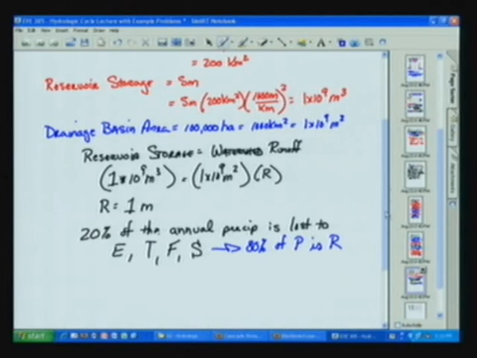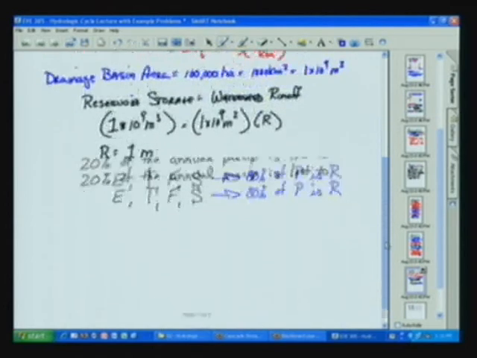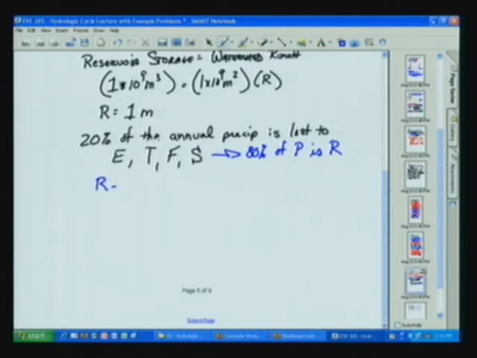So R is equal to 1 minus 0.2 times P, which means that precipitation in that area is 1.25 meters every year.